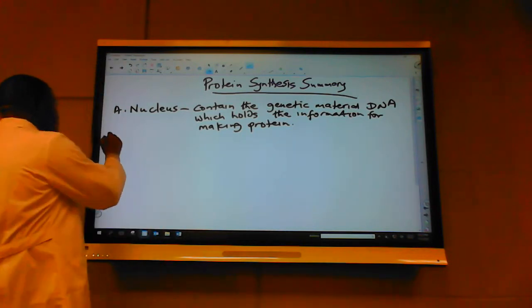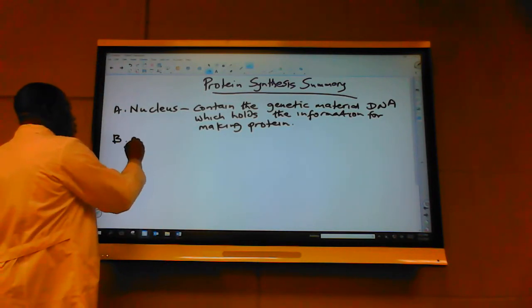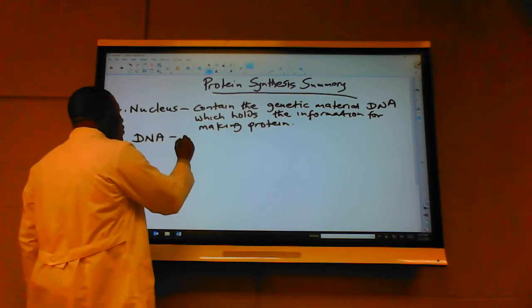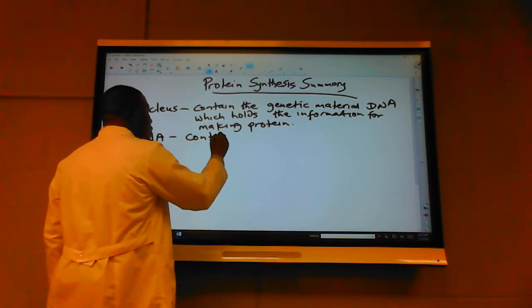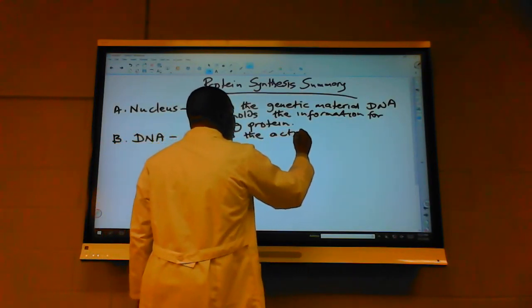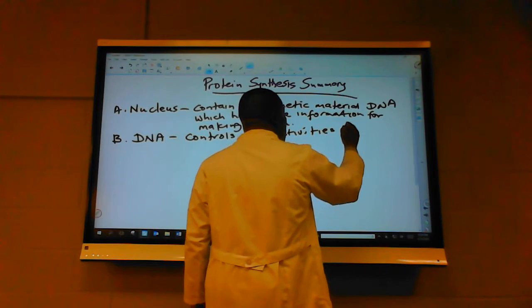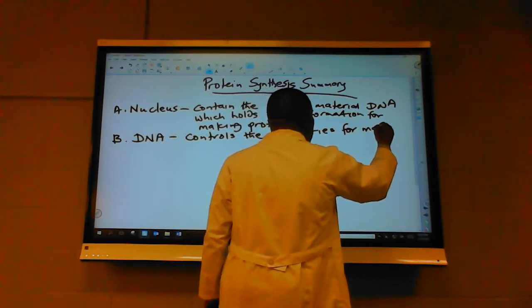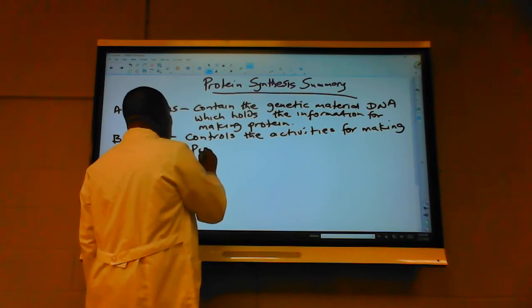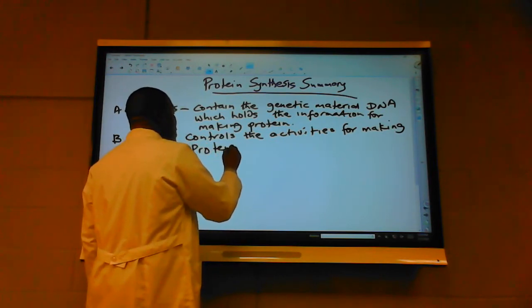Okay, next, let's go to B. Let's go to Mr. DNA himself. So what does DNA do? DNA controls the activity for making protein. Okay, DNA controls the activity for making protein.